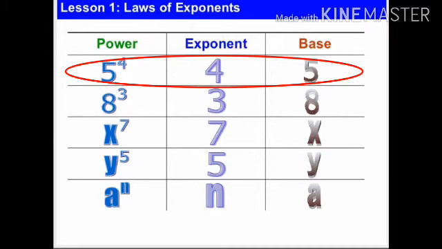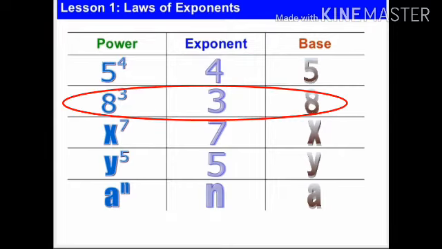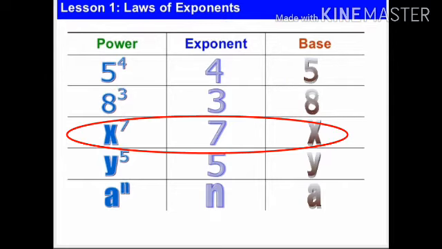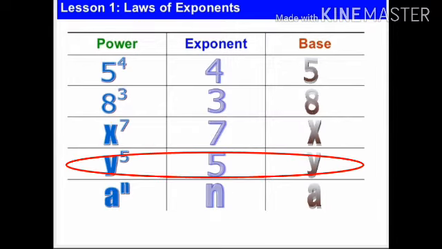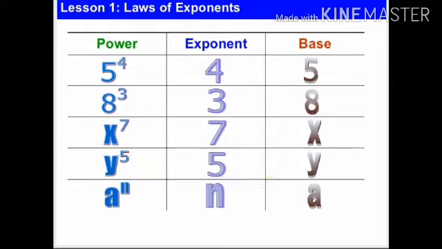Some more examples. 5 power 4 is called the power, 4 is called the exponent and 5 is called the base. 8 cube is called the power, 3 is called the exponent, 8 is called the base. X power 7 is the power, the exponent is 7 and the base is x. Y power 5 is a power, 5 is called the exponent and y is called the base. A power n is called the power, n is called the exponent and a is called the base.